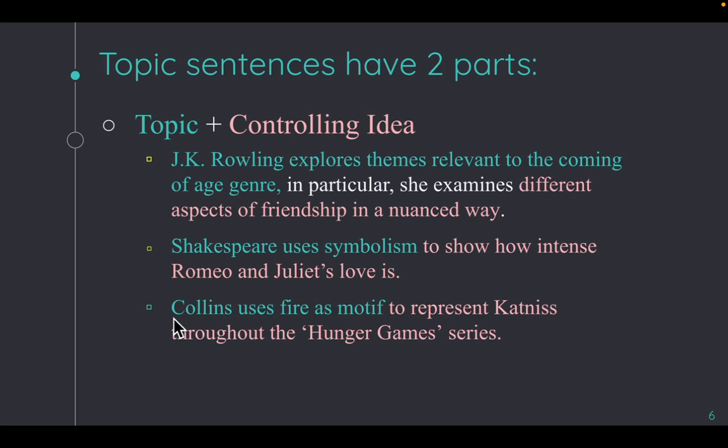Collins, so this is the Hunger Games series, Suzanne Collins. Collins uses fire as a motif to represent Katniss throughout the Hunger Games series. So fire as a motif is the topic. But so what? What do I want to say about this? What's my special insight? Represent Katniss throughout the Hunger Games is that special insight.